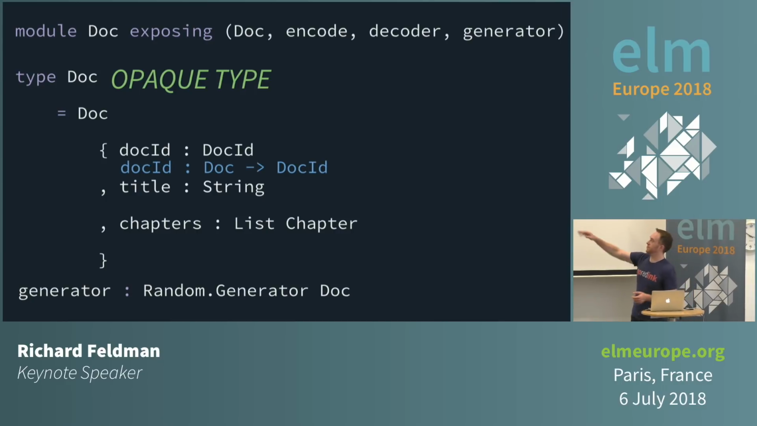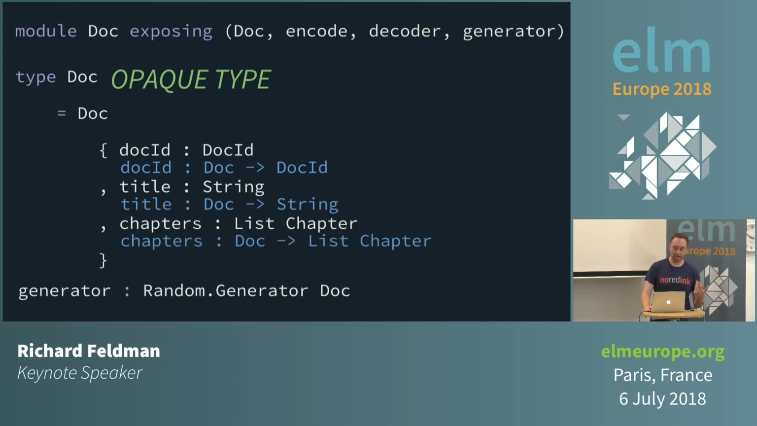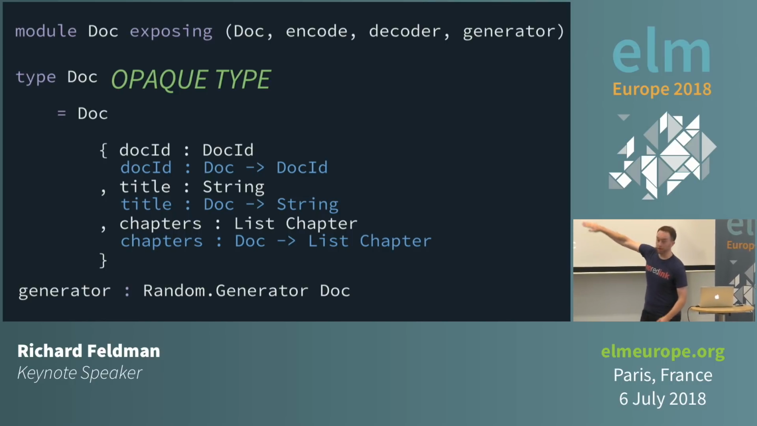Well, I can just write a function. I can say, here's a function called doc.docID. Takes the doc, returns the doc ID. That's basically a similar number of characters to just saying, like, I have this record and saying .docID. It's just, instead I'm calling a function. Same thing with title, same thing with chapters. So exposing those three functions makes these sort of read-only, but I still haven't let users modify them. They still can't peer into this opaque type.